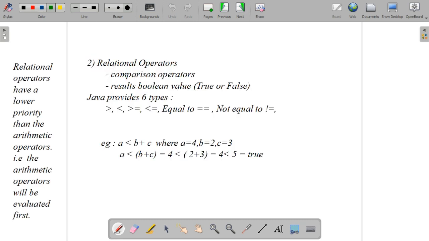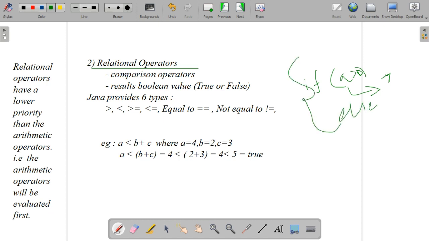Okay, the next one is the relational operator. Relational means we use it for comparison, so we can call it a comparison operator. It results in a Boolean value, that is true or false. If we are checking a condition, like if A greater than 0, it will return only the Boolean value, true or false. So we can use these relational operators for such conditions.